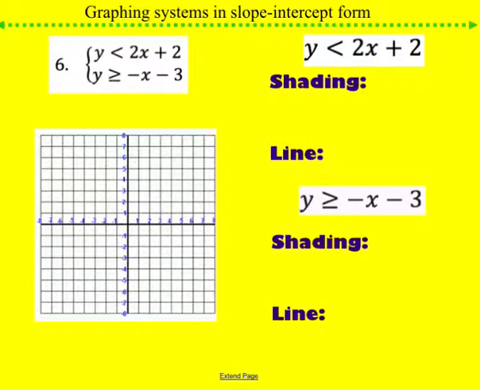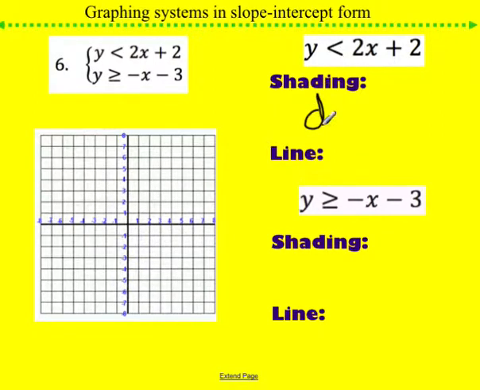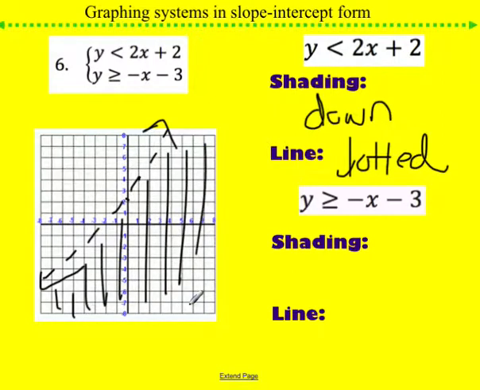So for number 6, again, take a look at our shading. The alligator is facing away from the y, so that means I need to shade down. And there's no line underneath the inequality, so that means my line is going to be dotted. So I'm crossing the y-axis at 2, and then I'm going up 2 over 1, and I have a dotted line. And from that, I'm going to shade down, because that's what I decided before I started.